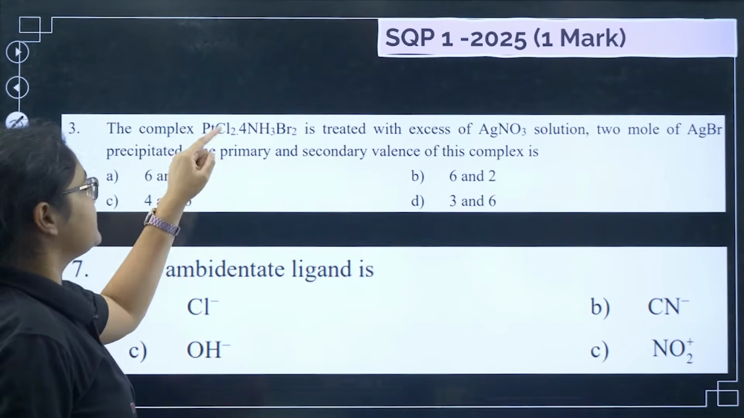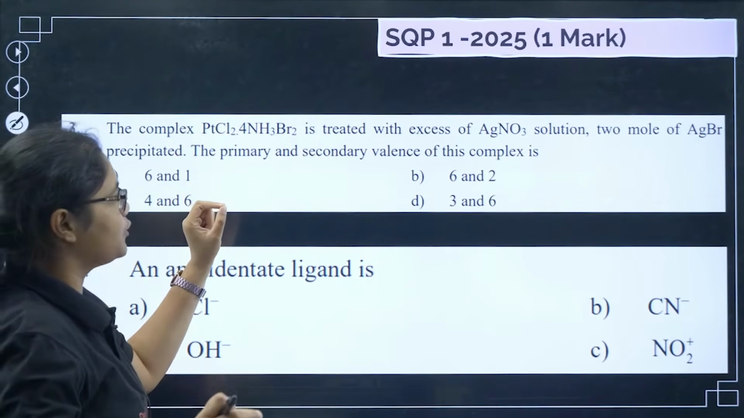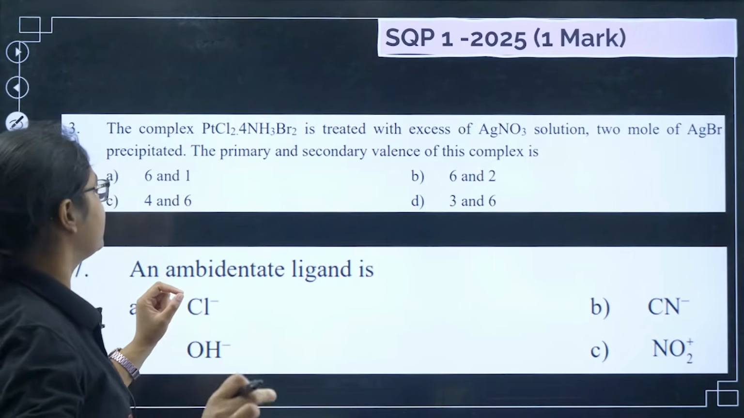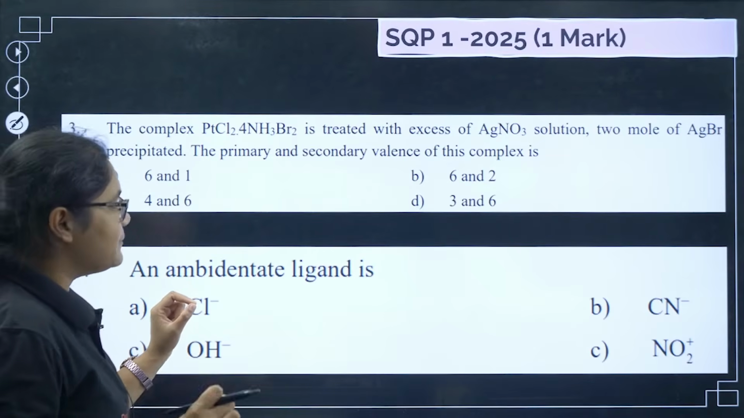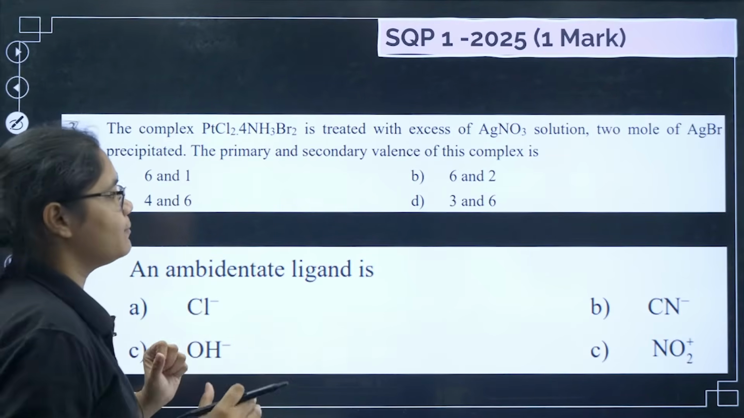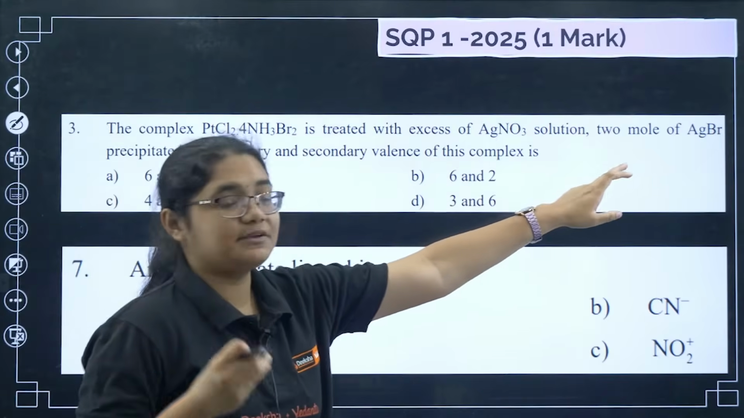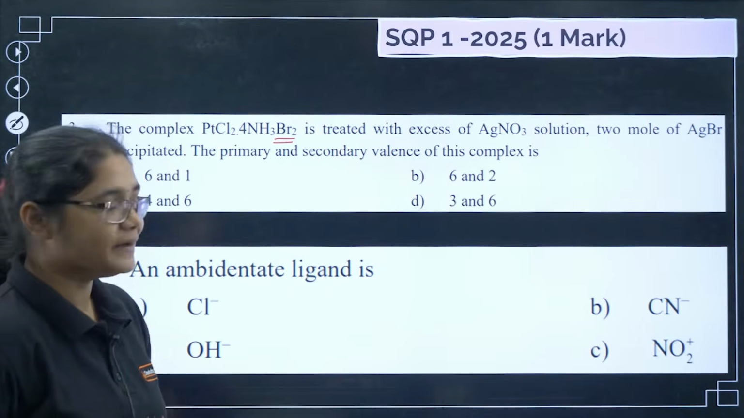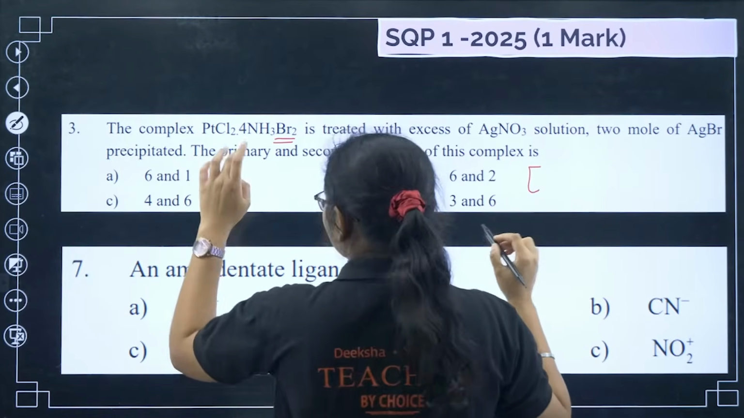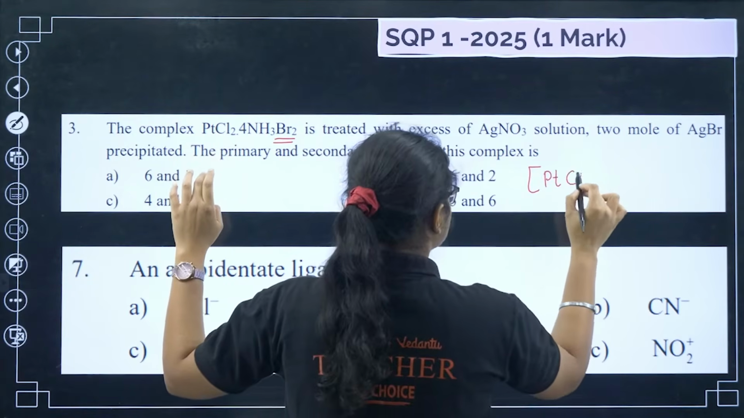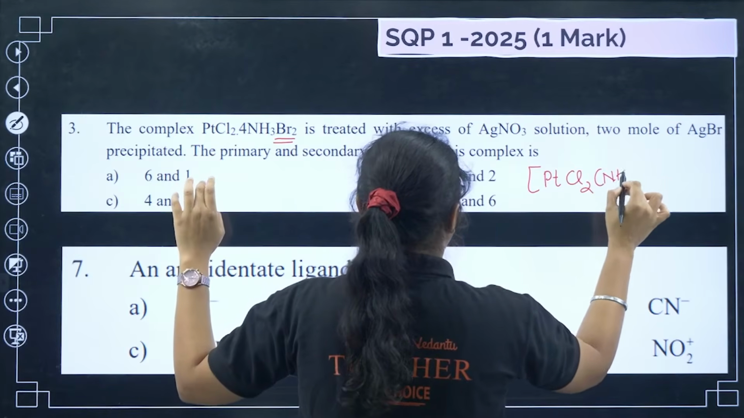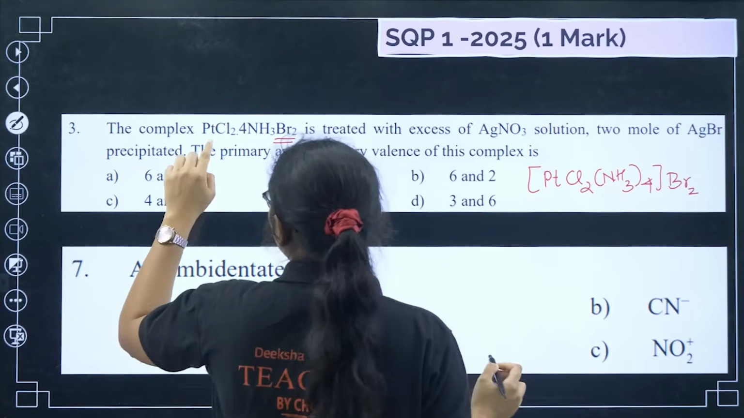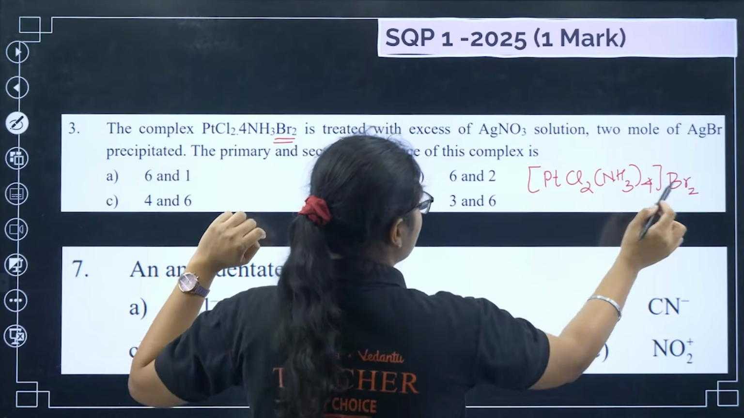The complex PtCl2 4NH3 Br2 is treated with excess of AgNO3 solution. 2 moles of AgBr is precipitated. The primary and the secondary valency of the complex is? Now if 2 moles of AgBr is precipitated, that means these 2 moles of Br will be outside the complex. So what will the complex formula be? [PtCl2(NH3)4]Br2, right?